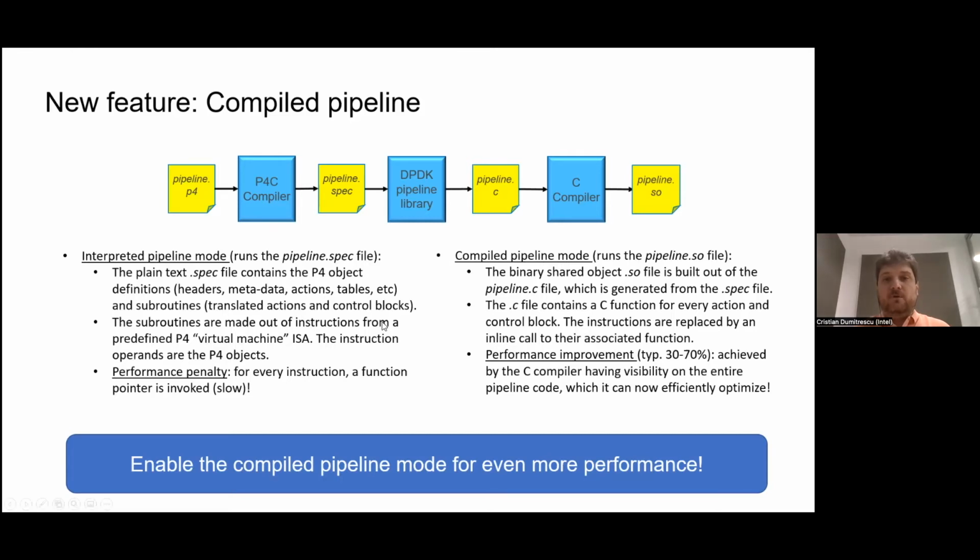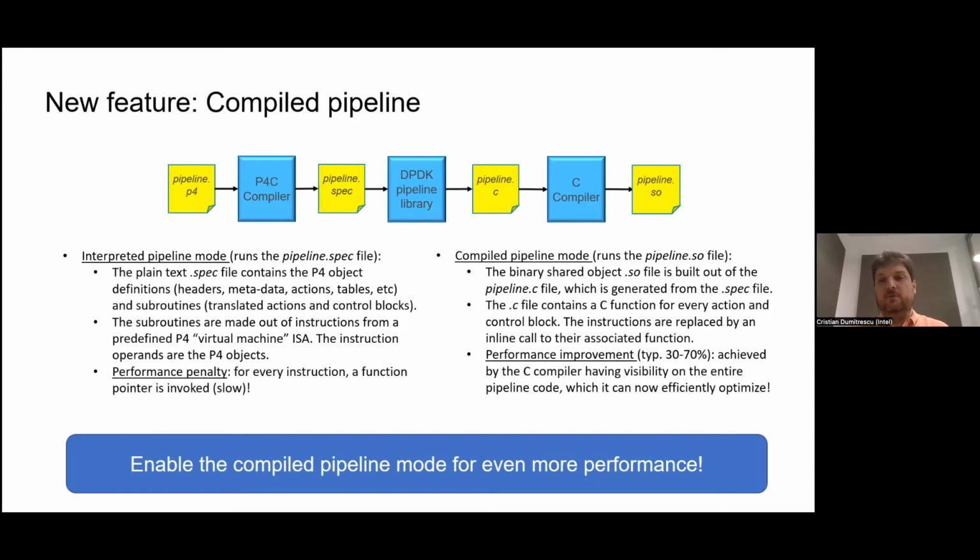Now, in the compiled mode, as I was mentioning already, we take this specification file and we generate a C file, and then we build this C file into a shared object library that we load and execute. So the difference is that now, for every action from your P4 program, and for every apply block of a control block, we generate a single C function. And that C function is still related to those instructions that we had in the spec file. For every instruction, we simply inline the associated C function of that instruction.